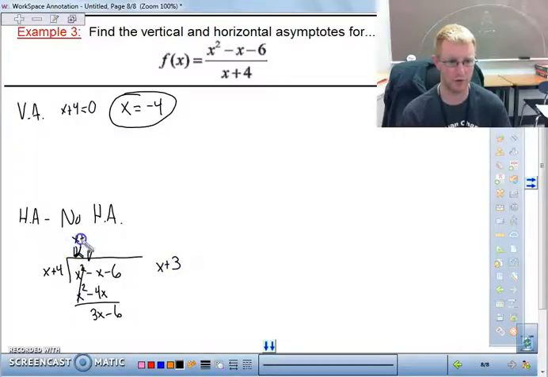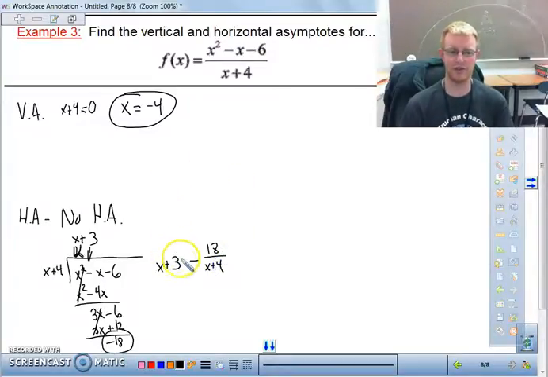There we go. Okay, so then we do x times 3 is 3x. 4 times 3 is 12. So we do negative 6 minus 12 is negative 18. So that's our remainder. Now, we have this little function here that's minus 18 over x plus 4.